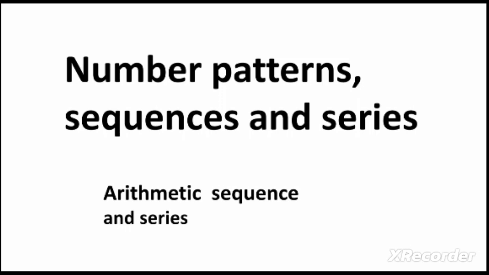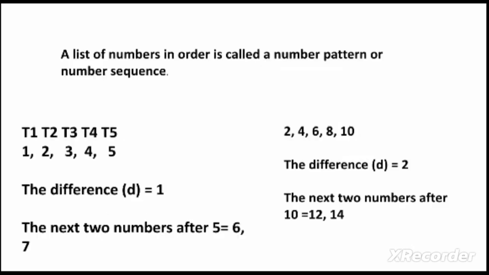So let's look at what is a sequence. A list of numbers in order is called a number pattern or a number sequence. For an example, numbers in order like 1, 2, 3, 4, 5, like 2, 4, 6, 8, 10, that is a number sequence or a number pattern.